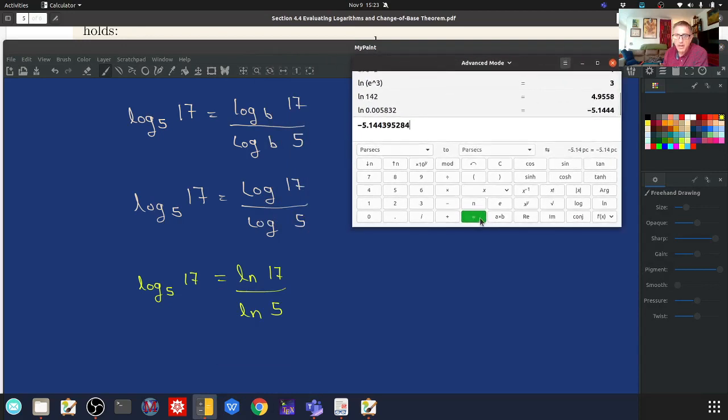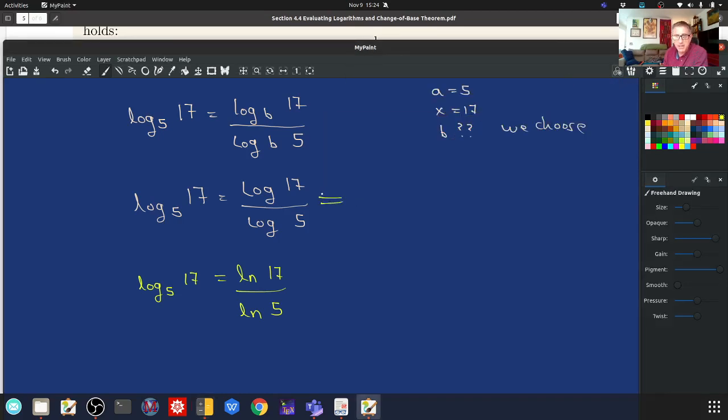So what I have to do is clear out everything. I'm going to calculate the log to the base 10 of 17, and I'm going to divide it by log to the base 10 of 5. Notice I put the parentheses there because I don't know what it's going to do. And I get 1.76. So that's approximately equal to 1.76. Now let's use, instead of log to the base 10, the natural log, log to the base e.